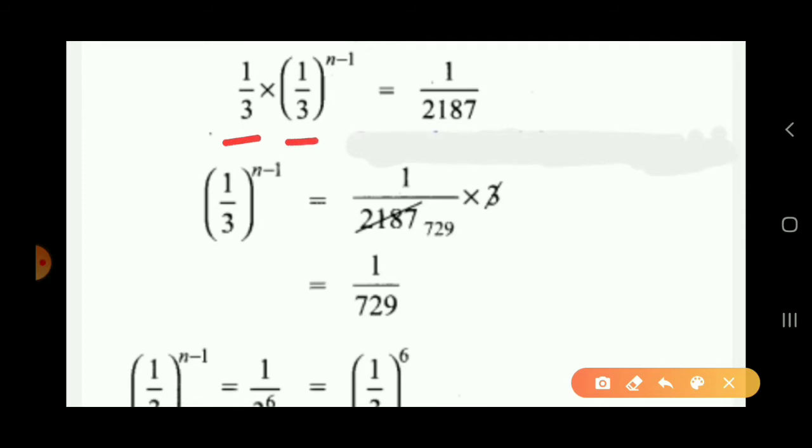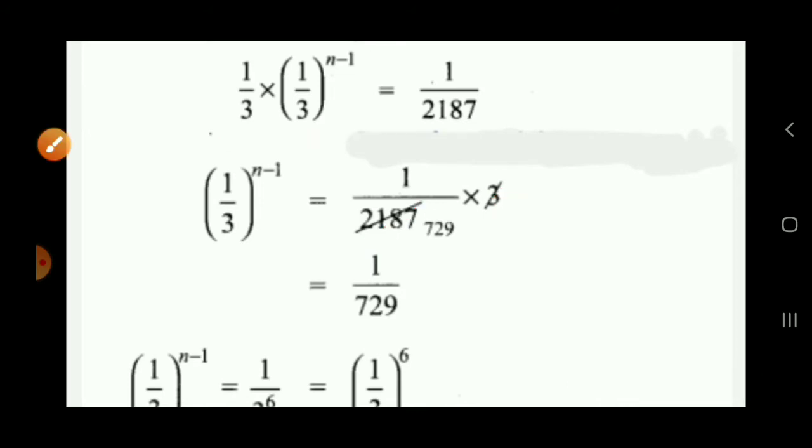So n minus 1 can be found. So this one is 1 by 2087, and 1 by 2087 into this reciprocal 1 by 3, that becomes 3 by 1, so that is 3. This 3 and that 2087 cancel, which means 1 by 729.